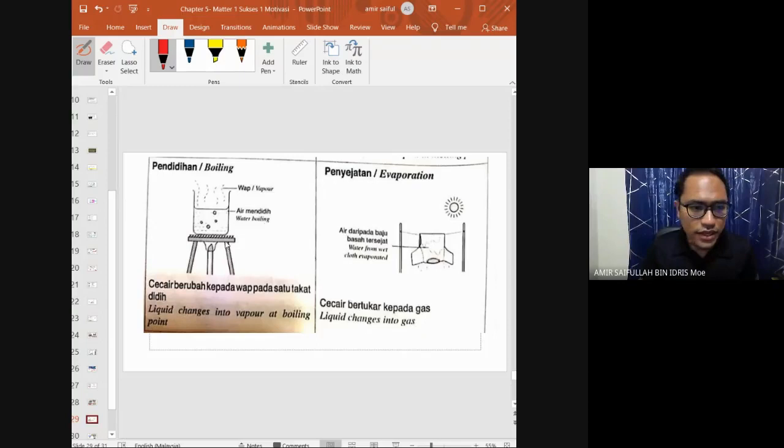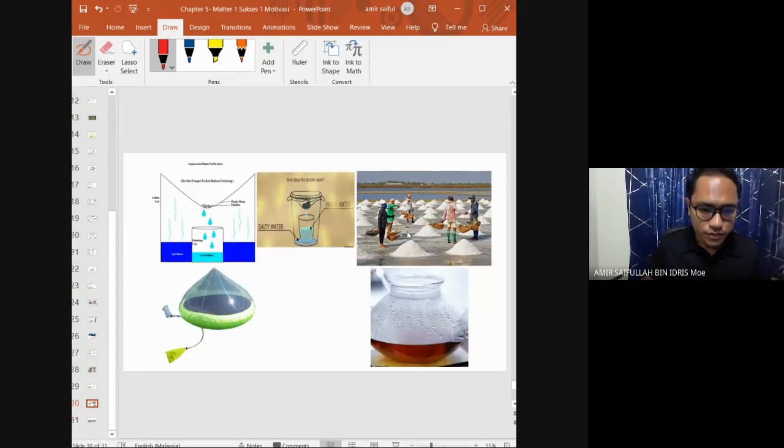Okay. Lastly is the boiling. So boiling, you know lah. Liquid changes into vapor at boiling point. And then evaporation is where the liquid changes into gas. This one with direct heating is boiling. Without direct heating, if let's say the sun only, it is actually evaporation.